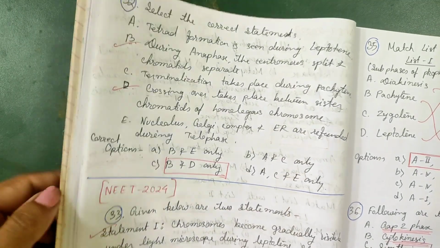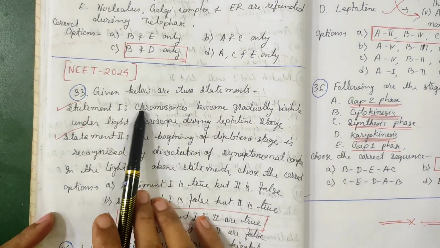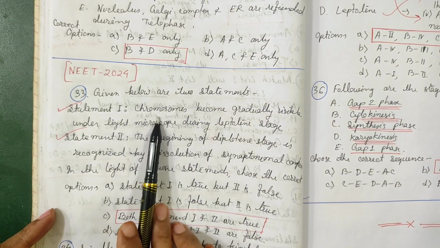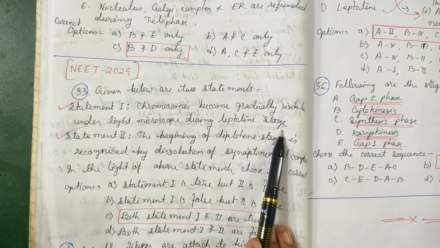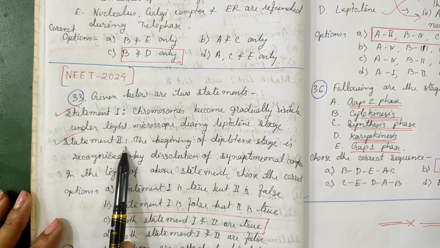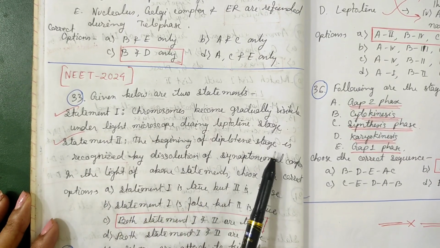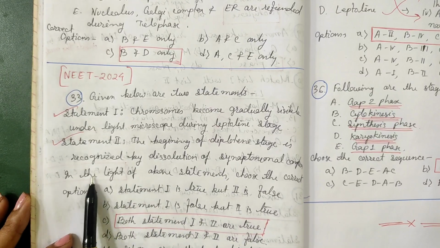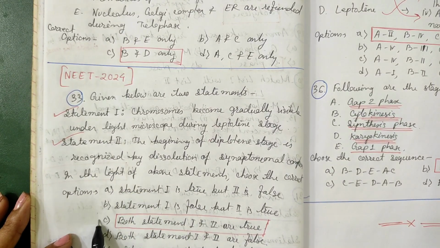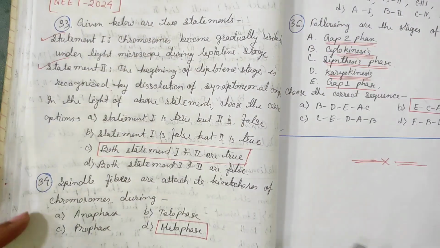Next, 2024: given below are two statements. Statement 1: chromosomes become gradually visible under the light microscope during the leptotene stage. This is correct. Next, statement 2: the beginning of the diplotene stage is recognized by dissolution of the synaptonemal complex. So both statements 1 and 2 are correct, so option C is correct.